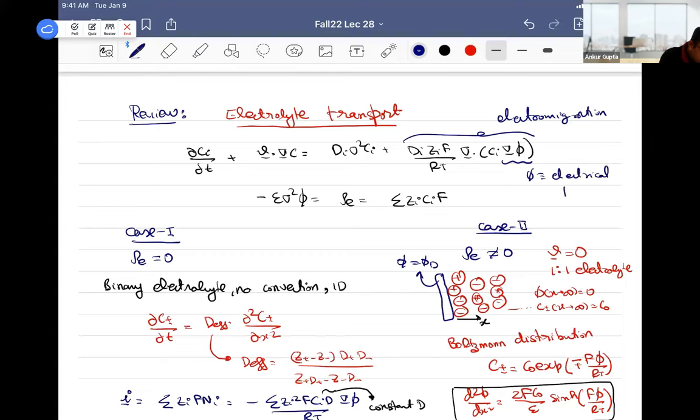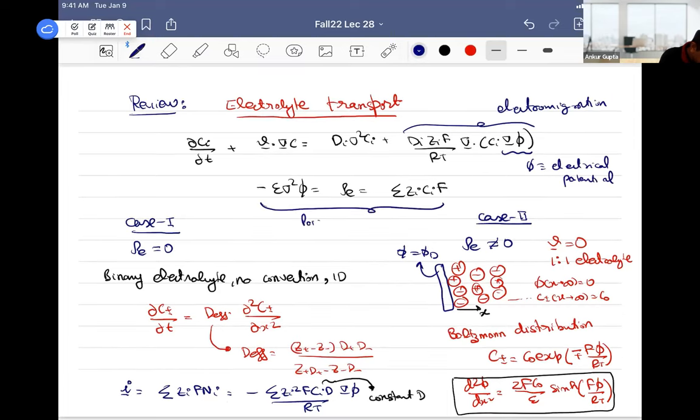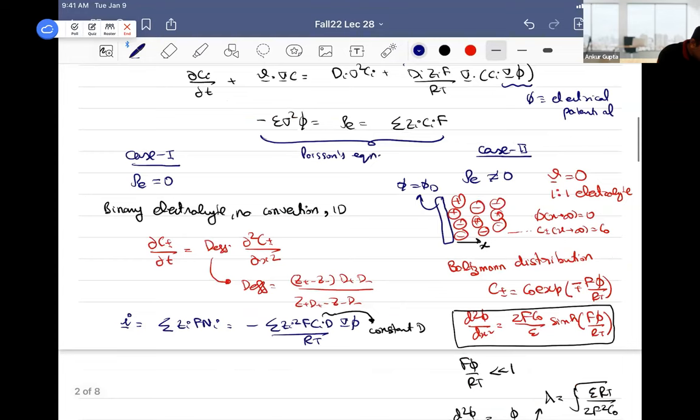Because we have added a new variable, we need a new equation, and that equation is Poisson's equation. So that's essentially what you do. If you know the velocity, you can solve the problem completely. You can determine C and phi, but it's very complicated. So what we do is simplify the system to electroneutrality. Remember that rho_E equal to zero is electroneutrality.